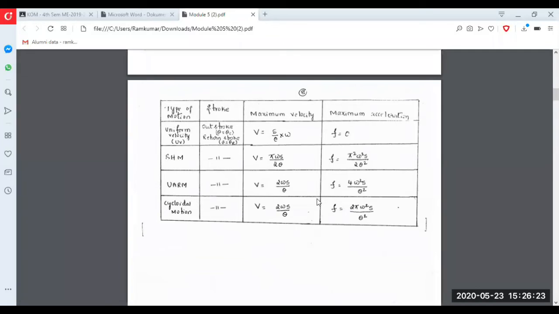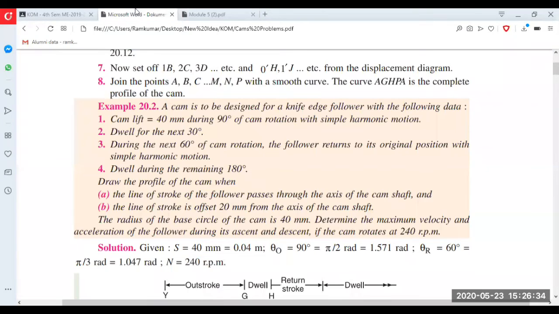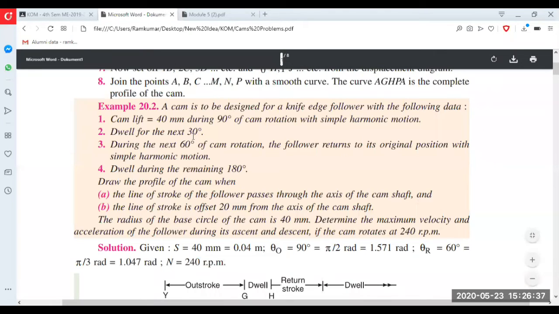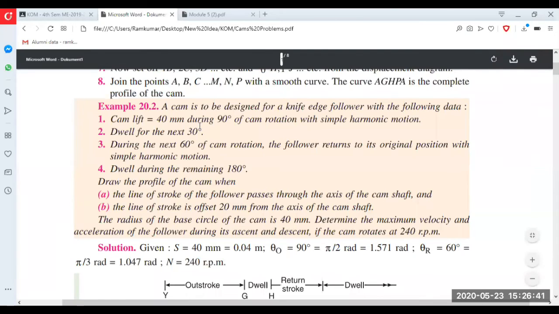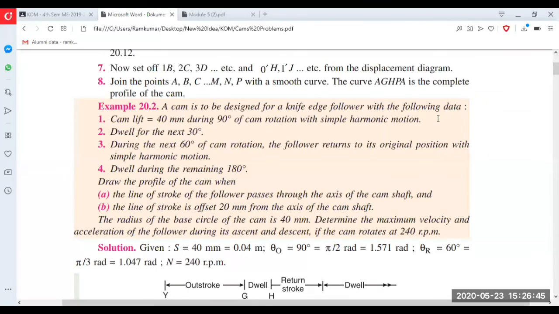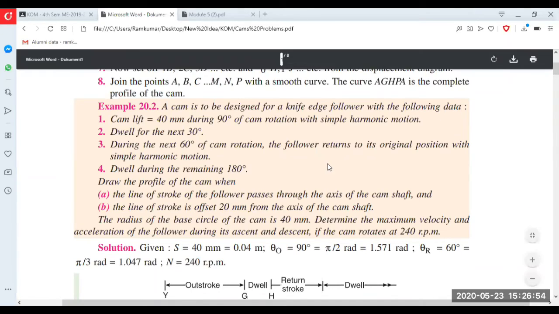Okay, so I will explain one particular problem today. I will try to explain. So you concentrate here on the problem. See, are you able to see this particular screen? Yes. Raise your hand if you are able to see the problem. Yes, yes. Okay.